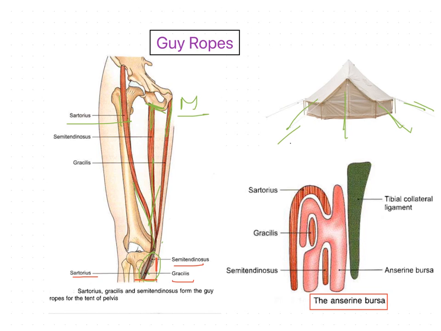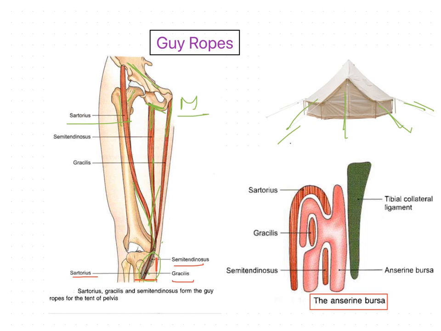So these muscles are called guy ropes, which help to stabilize the bony pelvis on the femur. That is the importance of the guy ropes. Here the insertion at the medial side of the leg is important. And the guy ropes is a very important, frequently asked question in vivas.